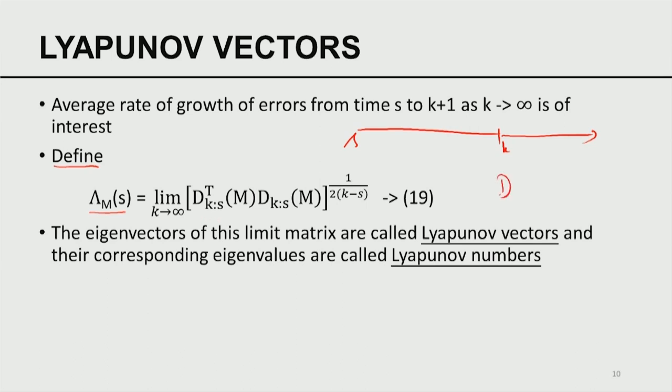You remember D, k, s, M, which we have also called A. I am going between A and this whenever we need to. So this is simply A transpose A, that is the Gramian. s is fixed, it depends on M. I am going to let k go to infinity. So I am interested in the long term value of the Gramian A transpose A. I am also interested in the 2 times (k minus s), the root of this matrix.